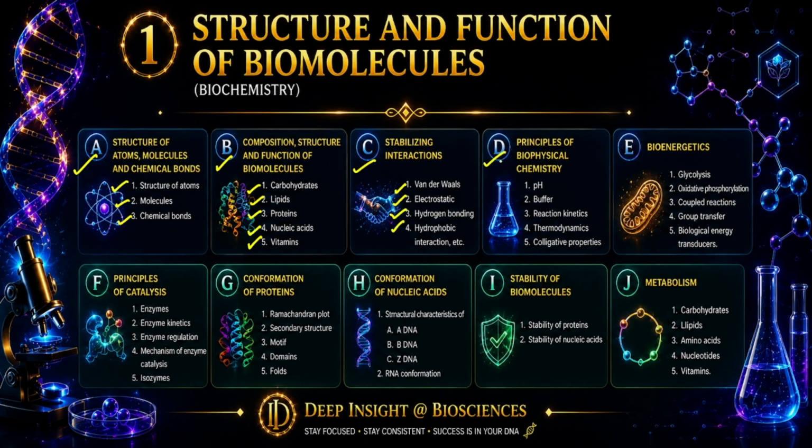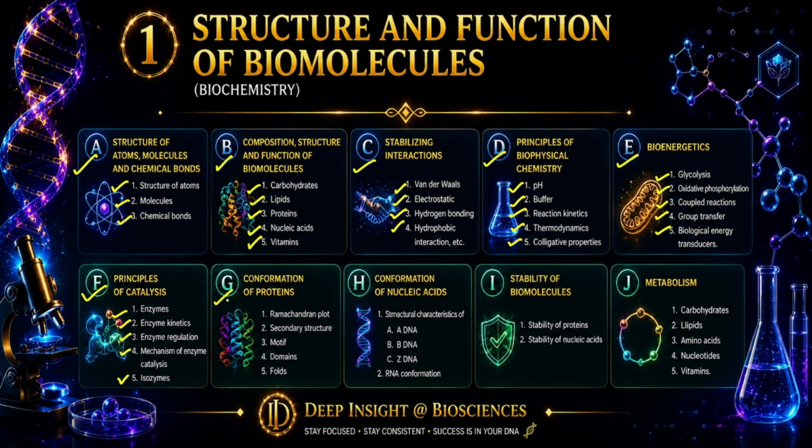Fourth, principles of biophysical chemistry, covering pH, buffer, reaction kinetics, thermodynamics, and colligative properties. Fifth, bioenergetics, including glycolysis, oxidative phosphorylation, coupled reaction, group transfers, and biological energy transducers. Sixth, principle of catalysis, including enzymes, enzyme kinetics, enzyme regulation, mechanism of enzyme catalysis, and isozymes.